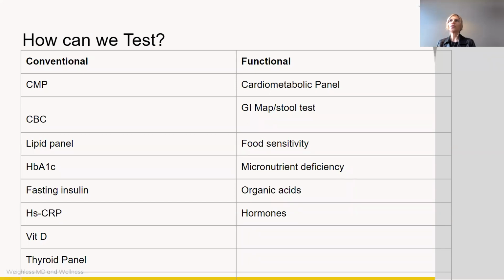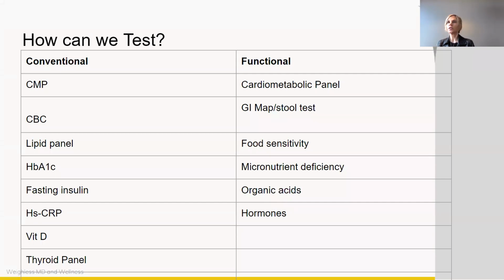So this is a more sophisticated way of looking at markers that are associated with cardiovascular disease or just inflammation, that type of thing. The GI map test, we do this test. We have done so many of these. And we continue to do them because this, in my opinion, is foundationally one of the most important things that you can do for a patient.